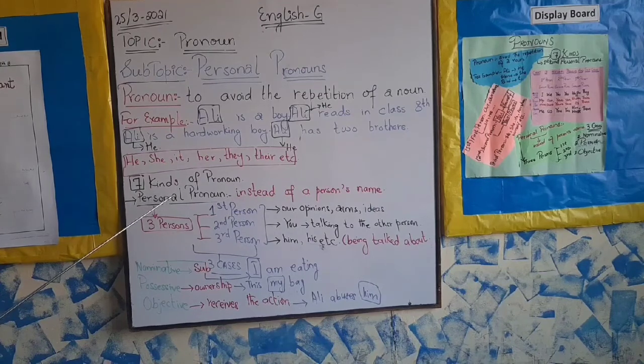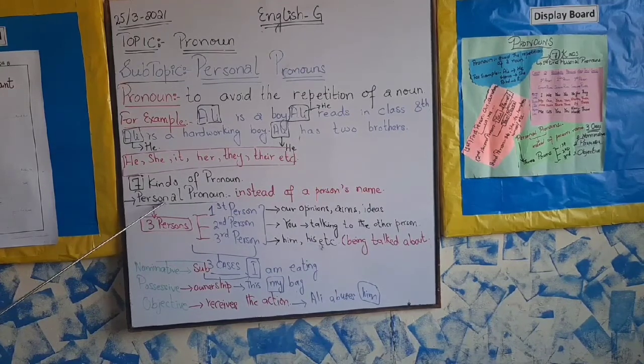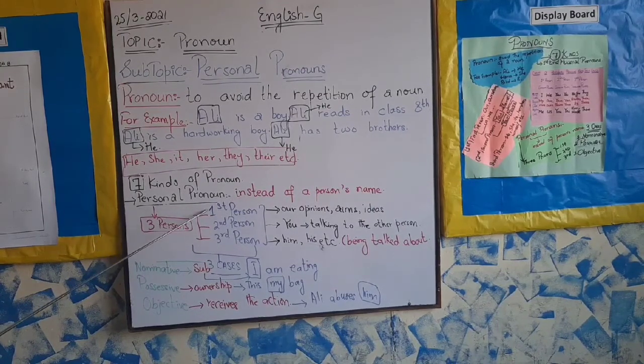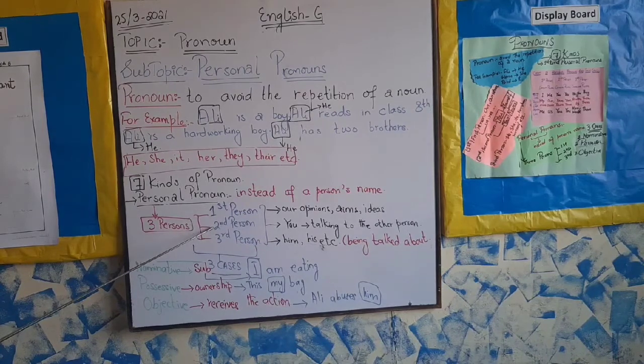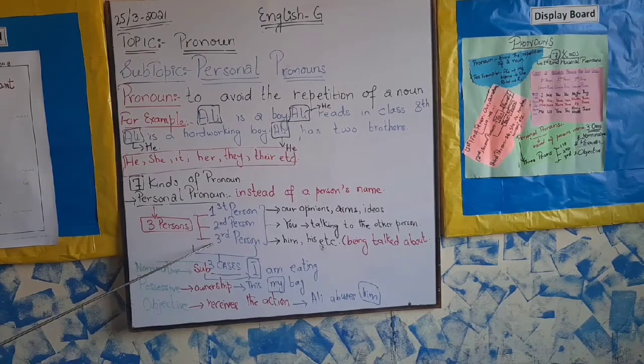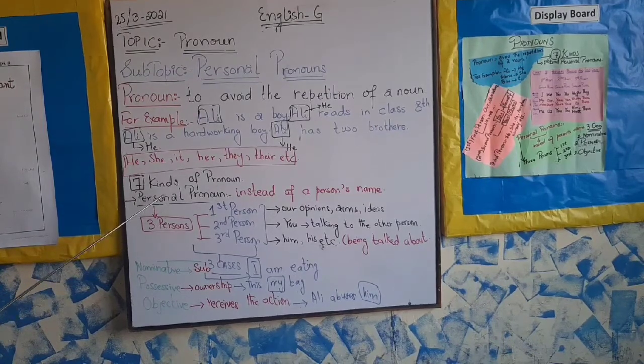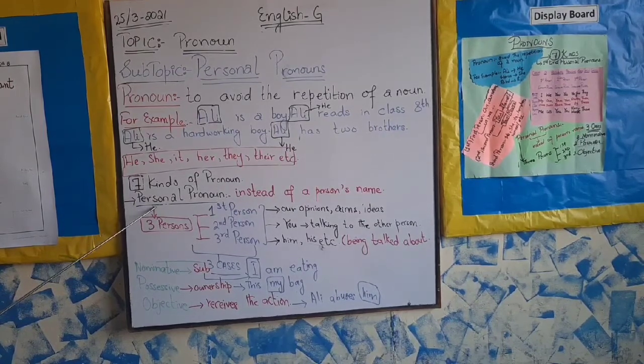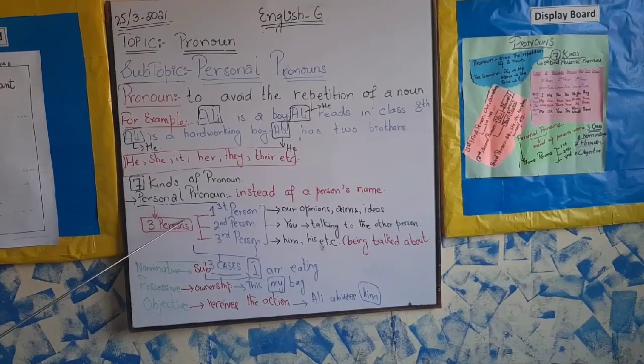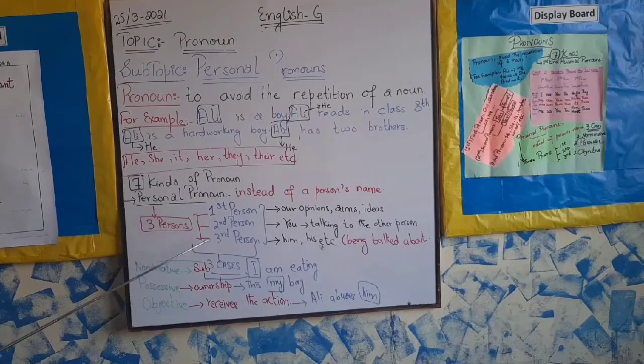Now, we have 3 persons in personal pronouns: first person, second person, third person. We have 7 kinds of pronouns. Today we are talking about personal pronouns, and we have 3 persons in personal pronouns: first person, second person, third person.